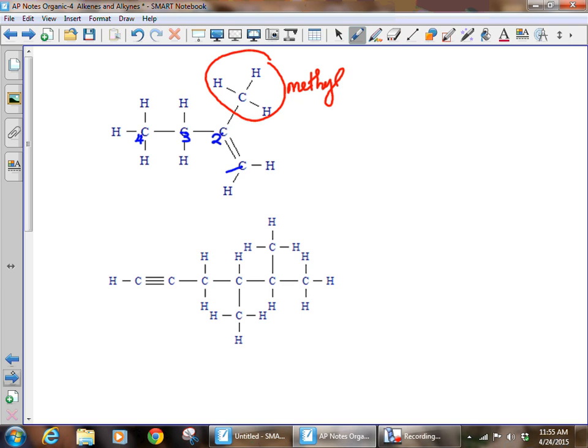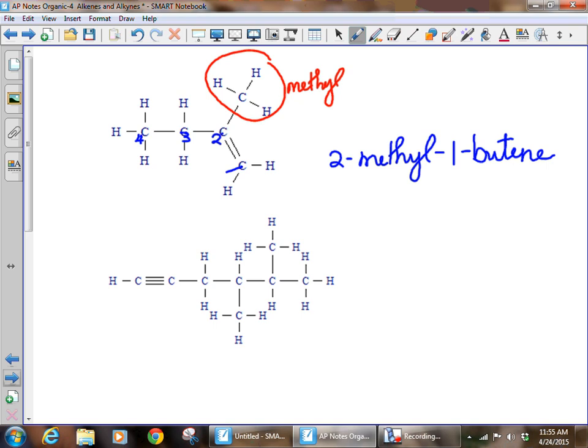This is going to be 2-methyl for the methyl group. And then since the double bond starts on the one carbon, it'll be 1-butene since it is a double bond. So 2-methyl, 1-butene.